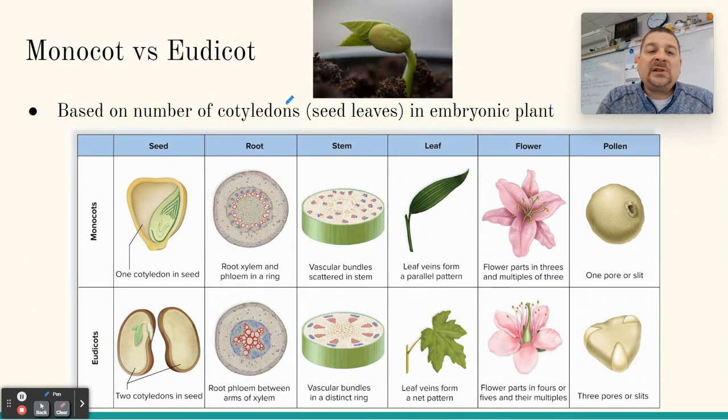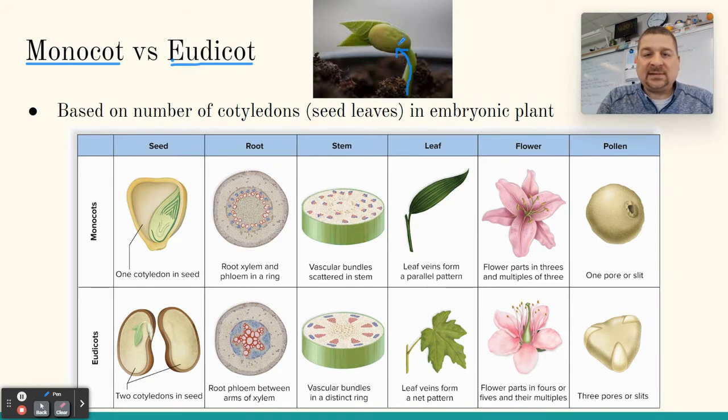One other thing we want to mention about angiosperms or flowering plants is there are two main categories of flowering plants: the monocot and also the dicot, or eudicot. Growing up, we just always called it dicot, so if I say dicot a lot, that's why. It's based on the number of cotyledons. The cotyledons are the seed leaves. So you put the seed in the ground and it sprouts or germinates and pushes up, and you'll either get one or two seed leaves.